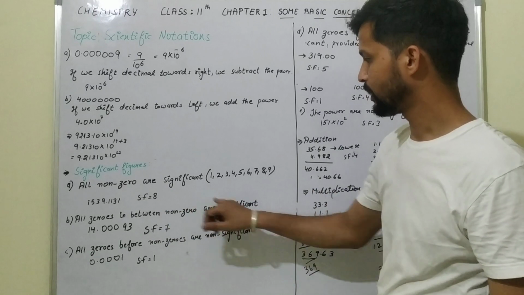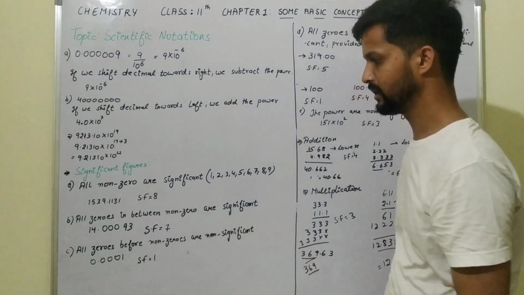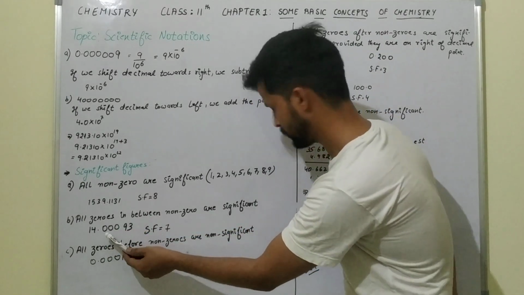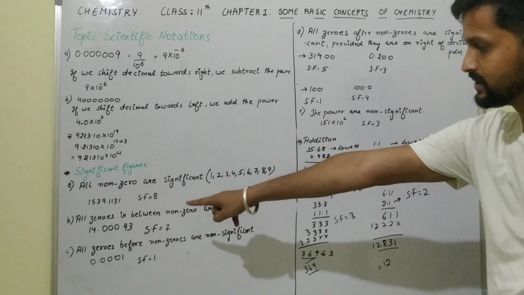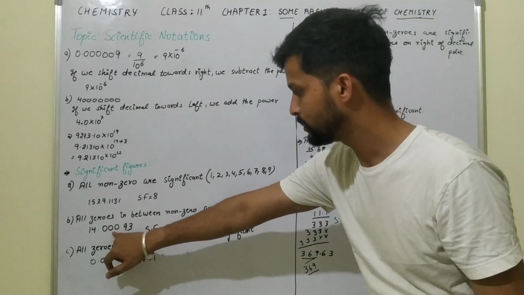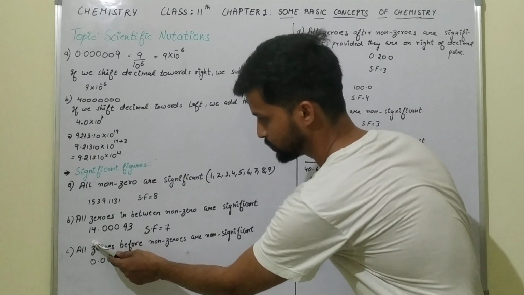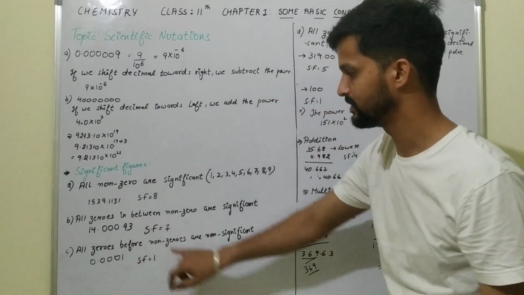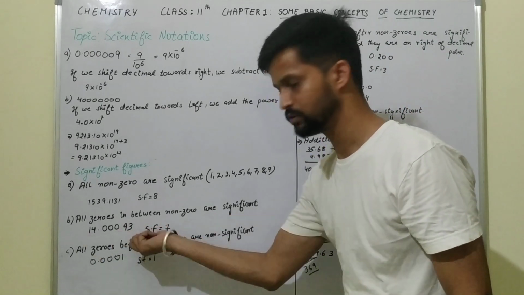Is it clear? Now next is, all the zeros in between non-zeros are significant. Here I will explain it with an example. Like here if we have 14000093. Clear? Here we have zeros in between the non-zeros. At that time we have to count them as significant figures. So total significant figures are 1, 2, 3, 4, 5, 6, 7. Clear? Total significant figures is 7, because here we have the zeros in between the non-zeros.